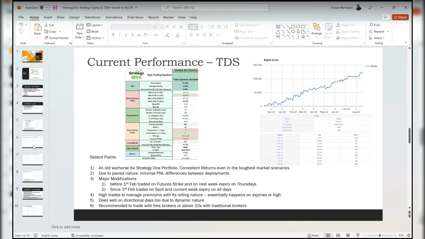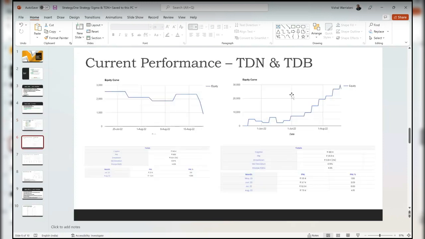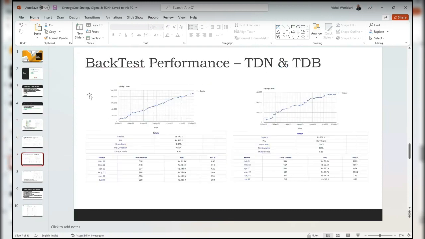When we talk about TDS and TDB, currently whatever you see as a performance is mostly the scalper. So the TDN scalper, this is a performance that was there, and then we had the TDB scalper, which had been running since end of May and had been doing consistent performance, which has been updated to this strategy. So the current performance is only on the scalper for view.